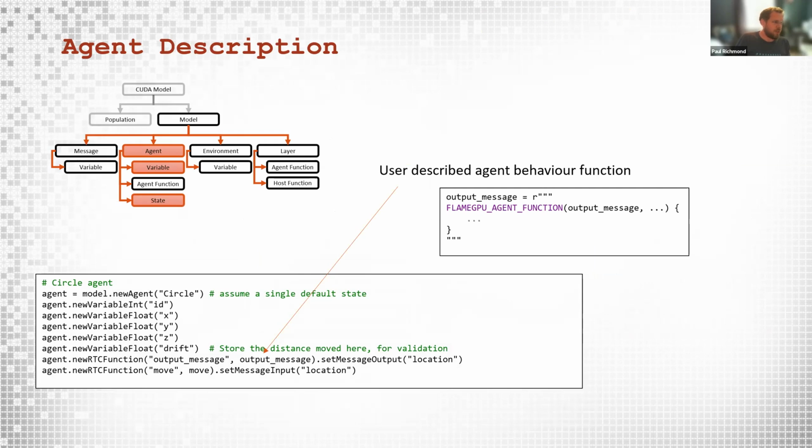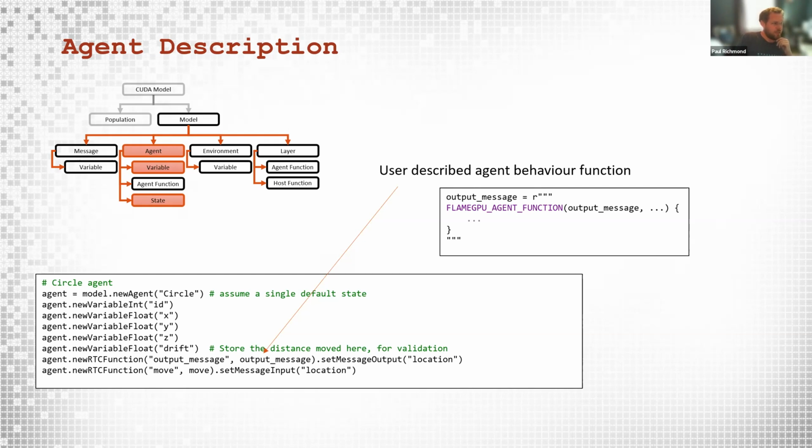To add an agent, it's just a case of creating a new agent: model.new agent. Agents effectively have a number of things. They have variables. In this case, our circle agent, the example that we saw, the benchmark example in one of the earlier slides, has an ID. The ID is important because when it's iterating through messages, it doesn't want to read its own message and consider that as part of the information. It wants to only consider its neighbors. So we give it an ID so it can perform that check.